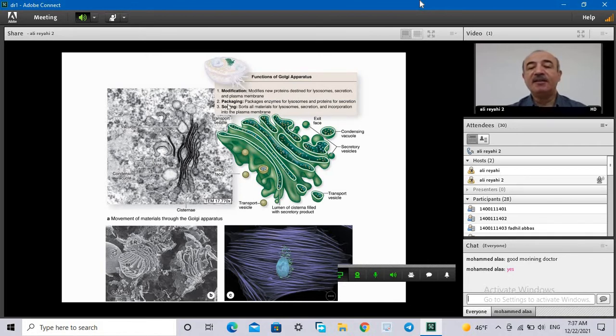The second function of the Golgi apparatus is packaging. It packages enzymes for the lysosome, for example, and proteins for secretion. And sorting: it can sort all materials for lysosome, secretion, and incorporation into the plasma membrane. Usually three different destinations exist for the proteins sorted by the Golgi apparatus: the enzymes for lysosome, the proteins for secretion like hormones, or the proteins for the plasma membrane.